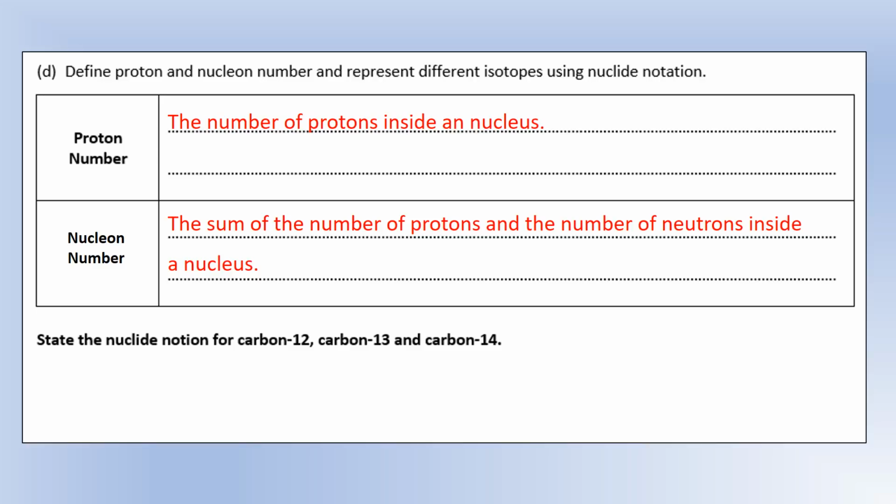So what we can do is use these numbers to illustrate different isotopes using what we call nuclide notation. So carbon 12 looks like this, carbon 13 looks like this, carbon 14 looks like this. They're all carbons, so they all must have 6 protons, so they must have different numbers of neutrons. Carbon 12 is by far the most common found, but carbon 14 is quite useful to us to date things.